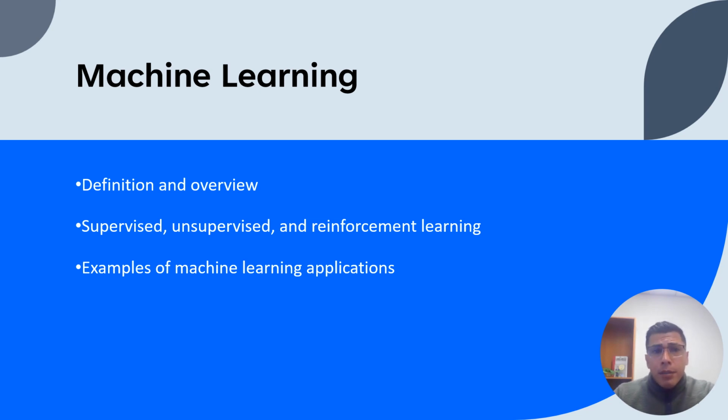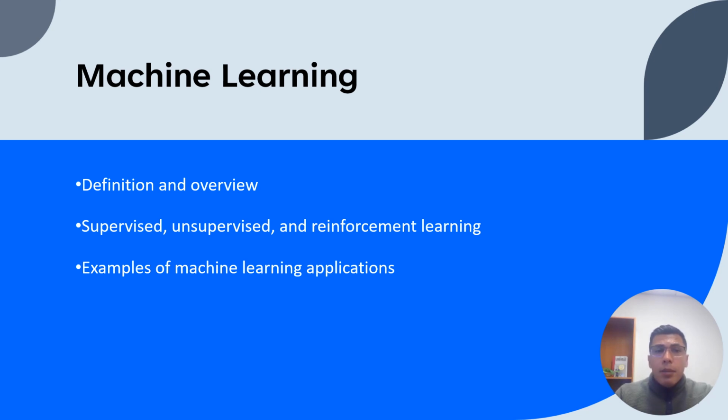The first component, machine learning, is a subset of AI that focuses on developing algorithms and statistical models that enable computers to learn and improve from experience. In other words, machine learning allows AI systems to analyze data, identify patterns, and make predictions or decisions without being explicitly programmed to do so. There are three primary types of machine learning: supervised learning, unsupervised learning, and reinforcement learning.